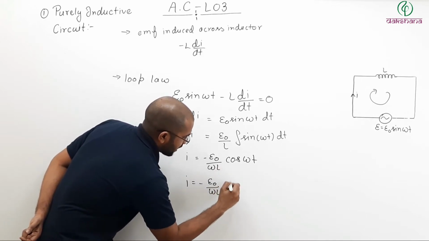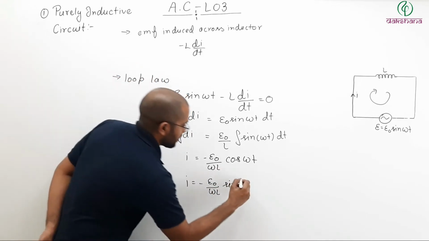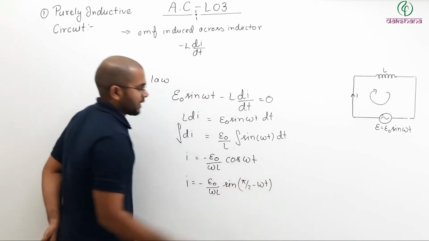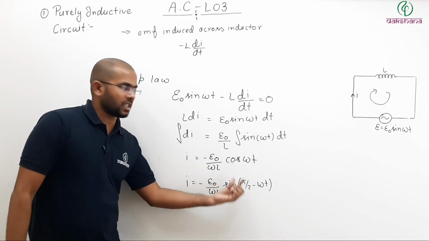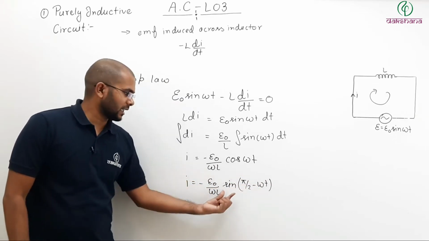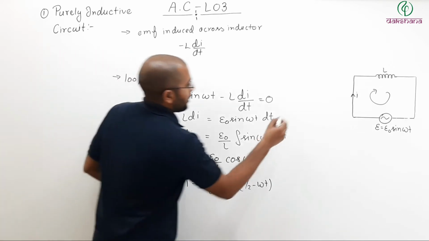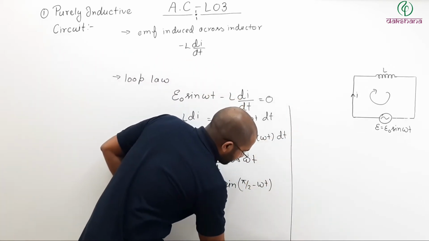Cos may be written as sine of pi by 2 minus omega t. I can also write the cos function as cos theta, which is nothing but sine of pi by 2 minus theta, like that. Very easy. Now let us pay attention.